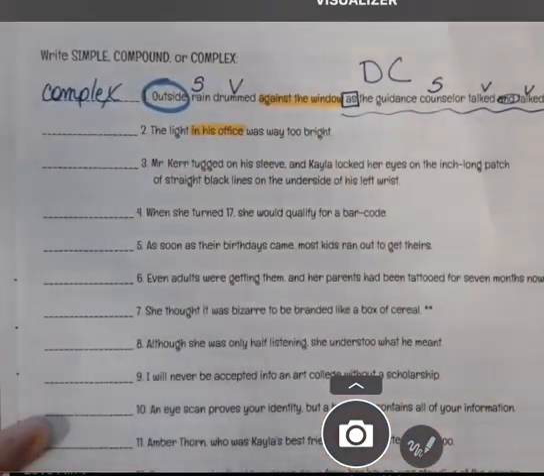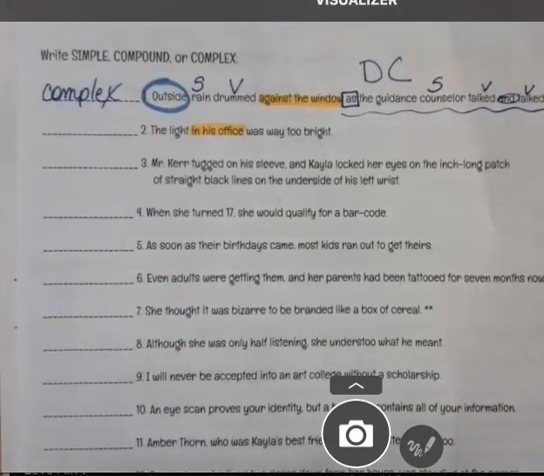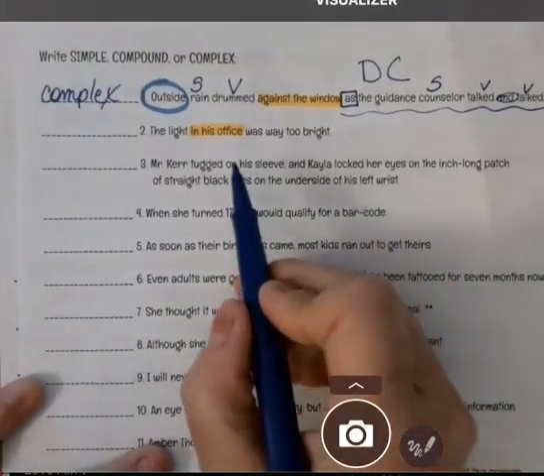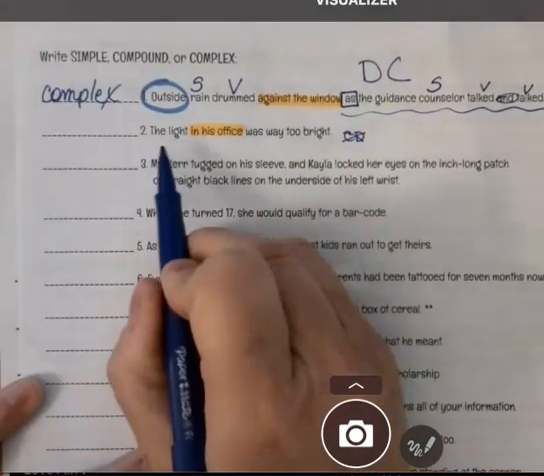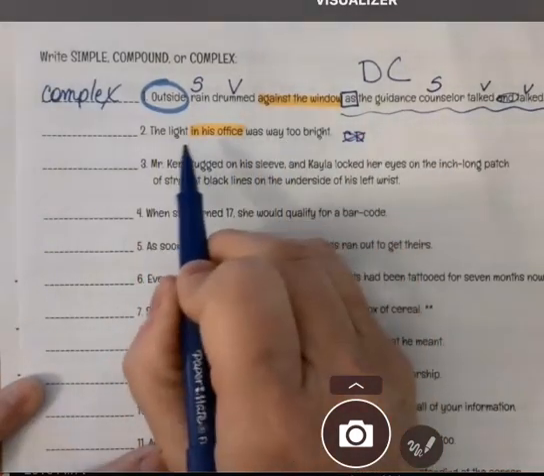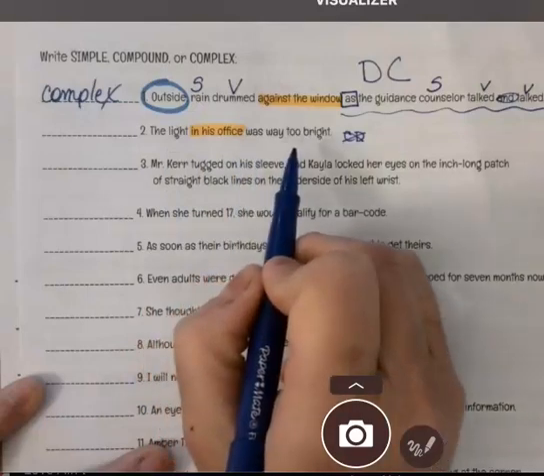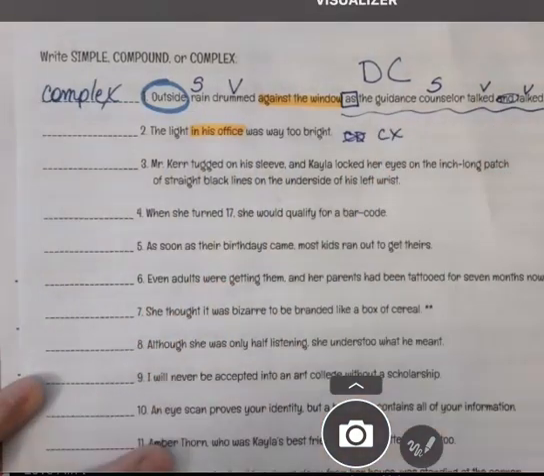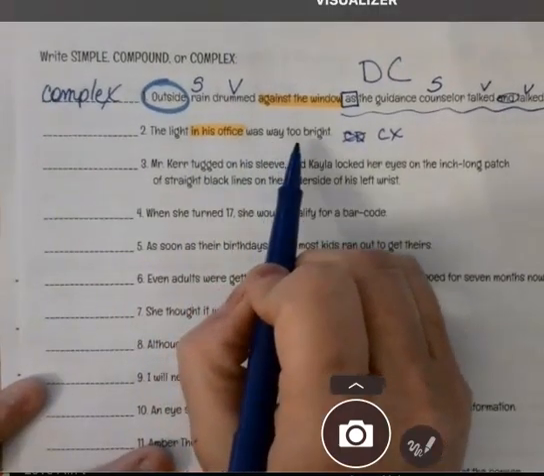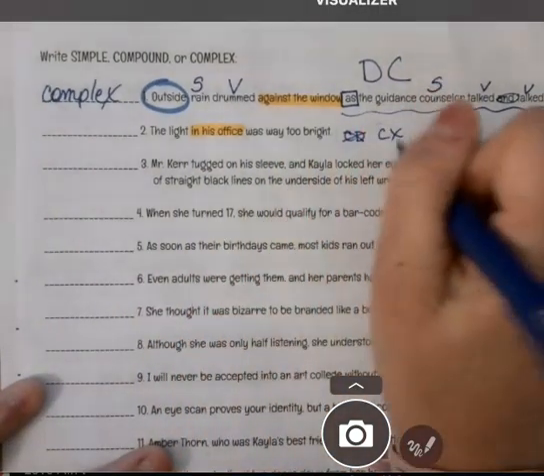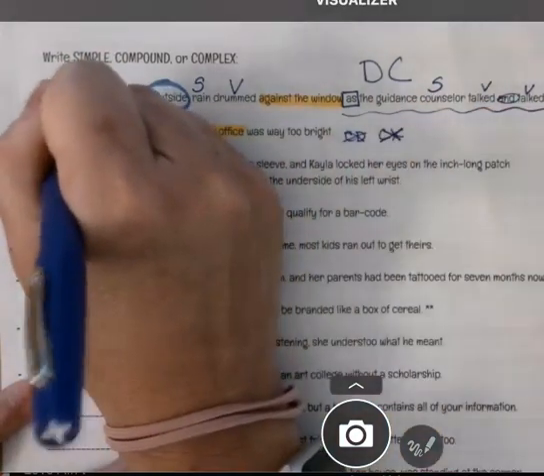I'm going to highlight that. So the first thing I'm going to rule out is a compound sentence. I know there's no compound because there's no comma and coordinating conjunction. My sentence says the light was way too bright. The next thing I'd look for is a complex sentence. And I would look in here to see if I see any of my subordinating conjunctions, which I do not. That means that this has to be simple.